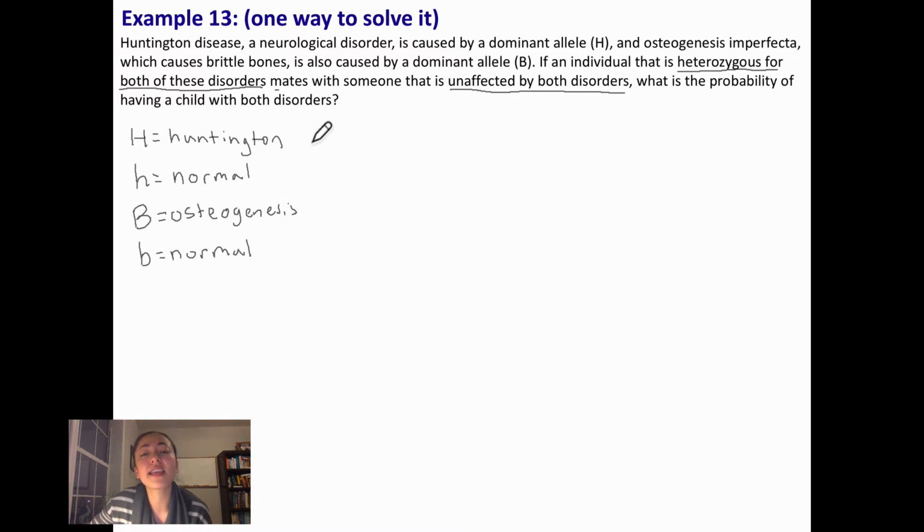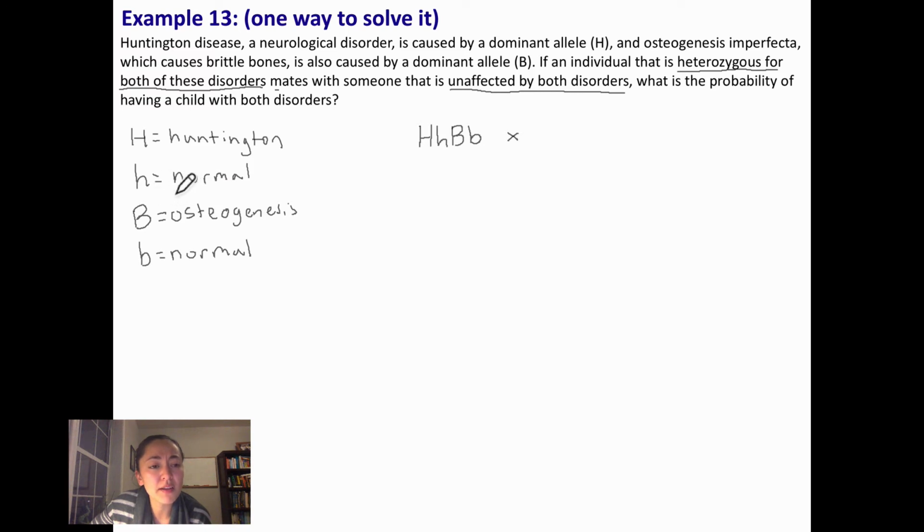All right, so once again, take this step by step. If an individual is heterozygous for both disorders, well, we already know it means that they're going to have a big letter and a little letter for each disorder. So they're going to be big H, little h, big B, little b. Once again, they have 2 copies of each gene, and those 2 copies are different because they are heterozygous for each trait.